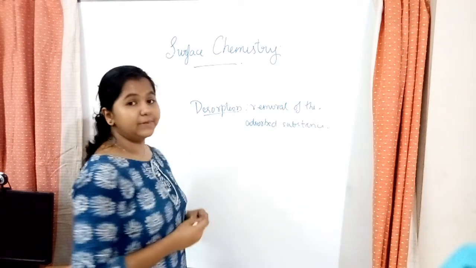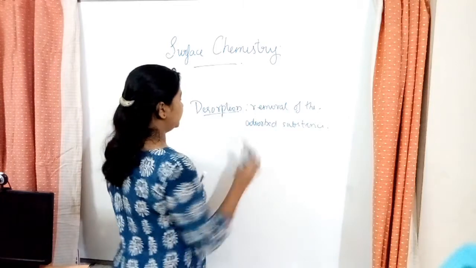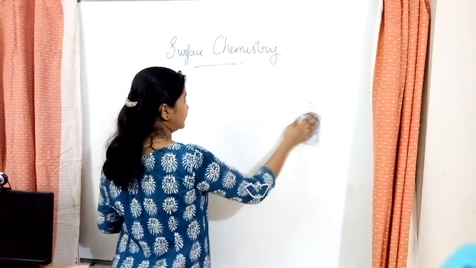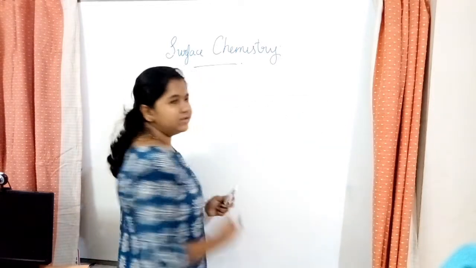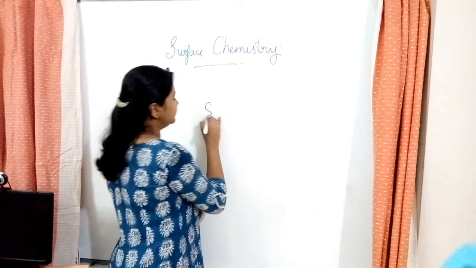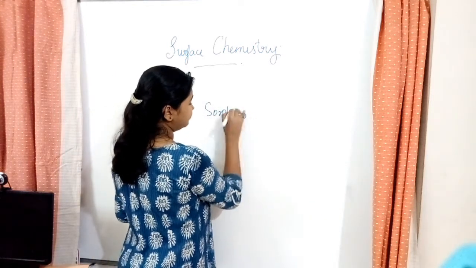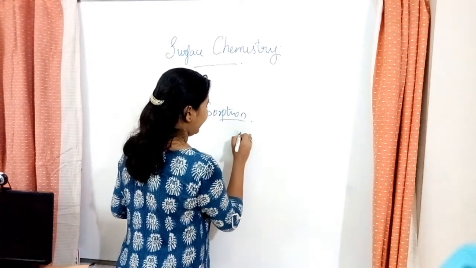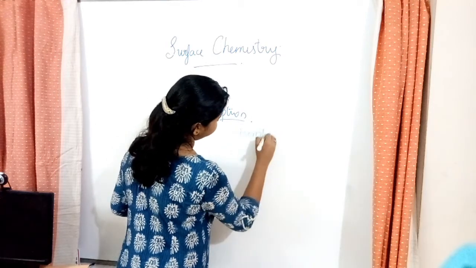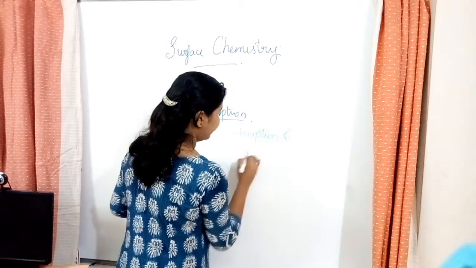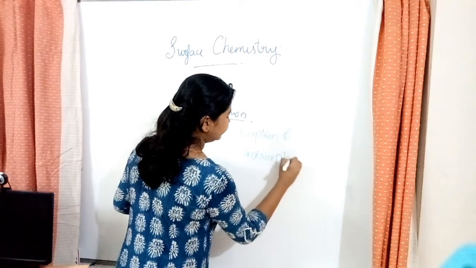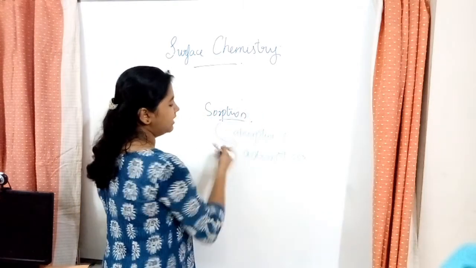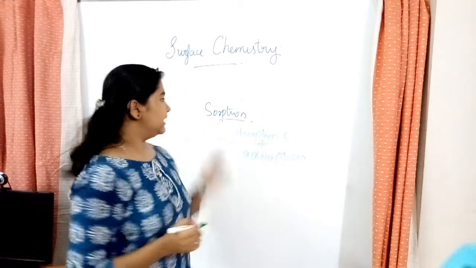Now we have to learn about a new term, that is sorption. You might have been thinking sorption is the same as adsorption, because desorption is the removal of the adsorbed substance. No. Sorption is a phenomenon where both absorption and adsorption take place simultaneously. So sorption is where both of these come together. This is what sorption is.